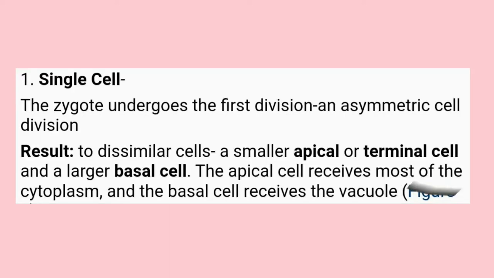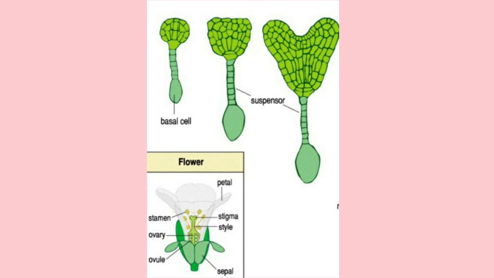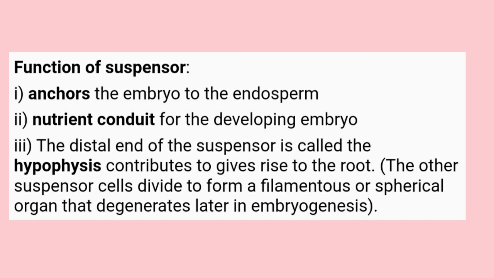After fertilization, no other sperm can enter. The embryonic development begins. Zygote divides to form two cells, the upper cell and the lower cell. Division of the lower cell, also called the basal cell, gives rise to the suspensor, which eventually makes connection with the maternal tissue. The suspensor provides route for nutrition to be transported from mother plant to the growing embryo.